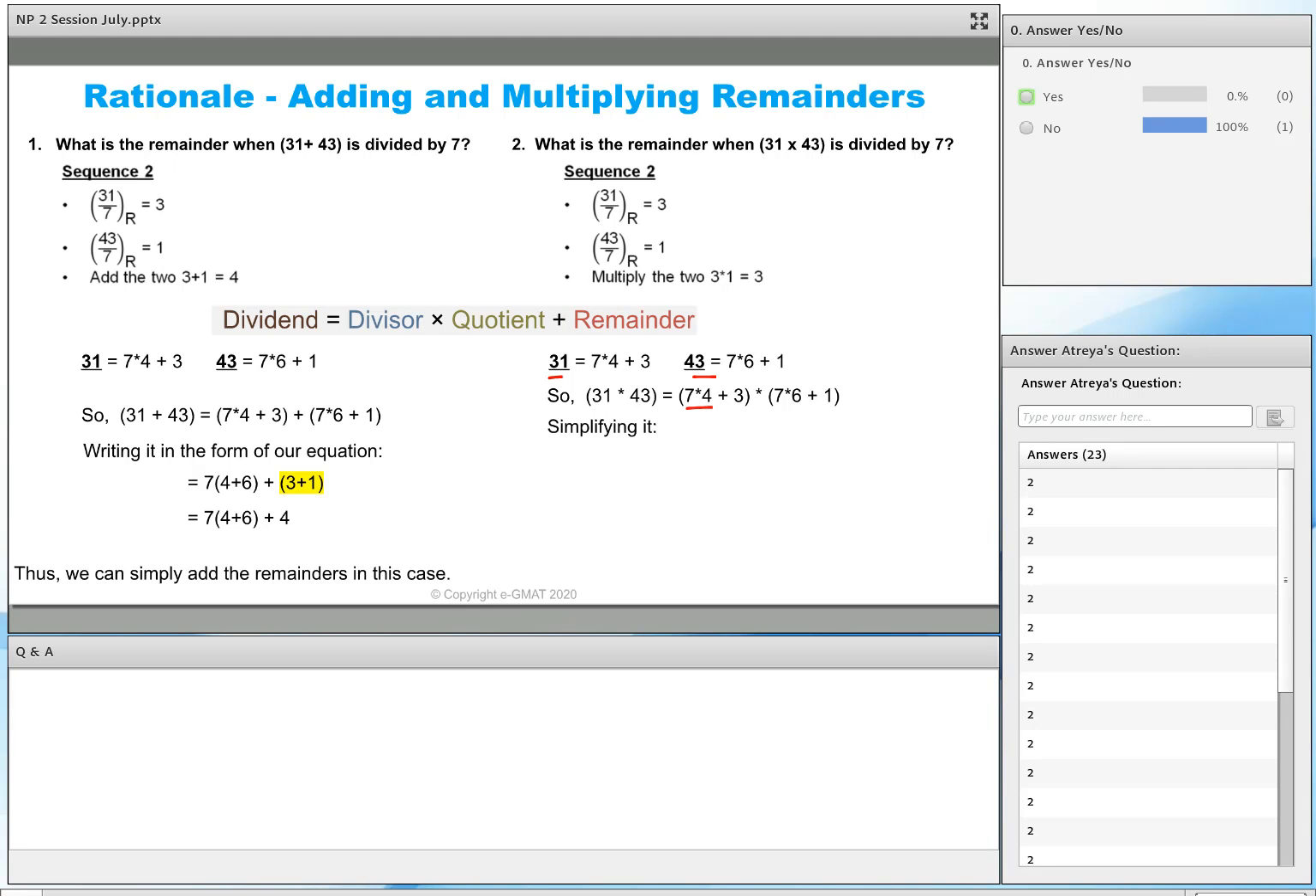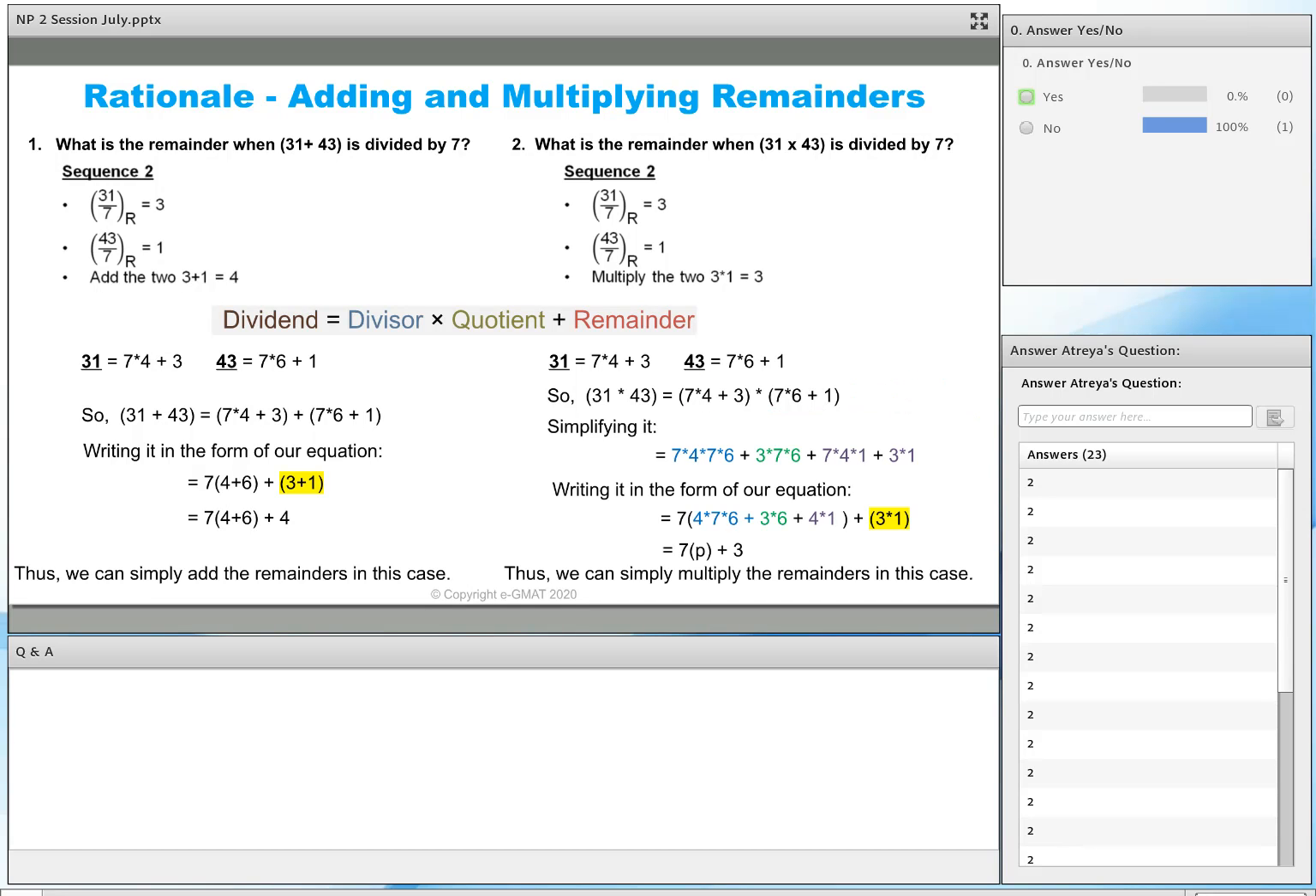7 times 4 plus 3 times 7 times 6 plus 1. So to draw an analogy, understand this. What is the product of (a plus b) times (c plus d)? It's equal to ac plus ad plus bc plus bd, right? So if I simplify this, what do I have?